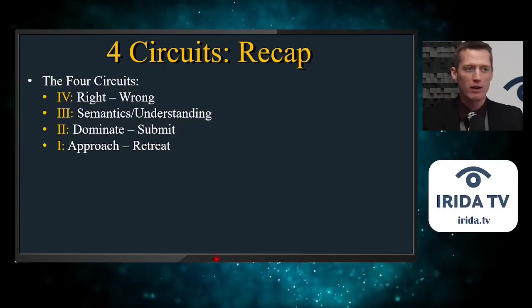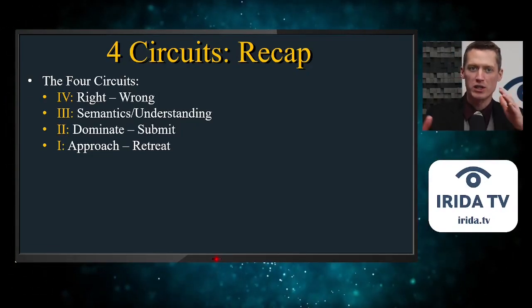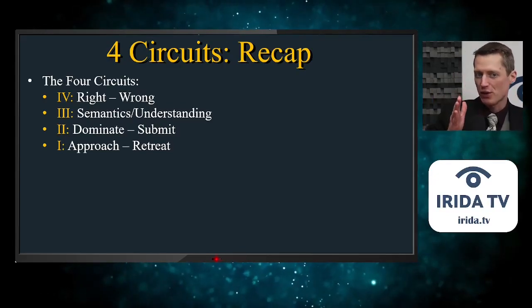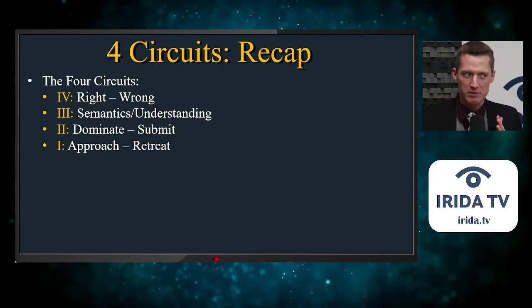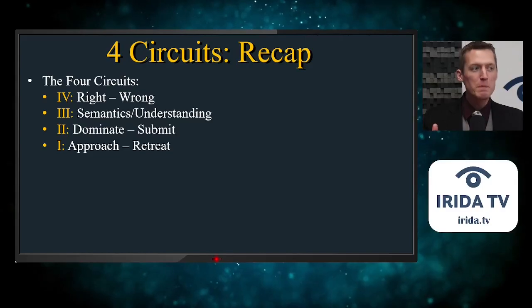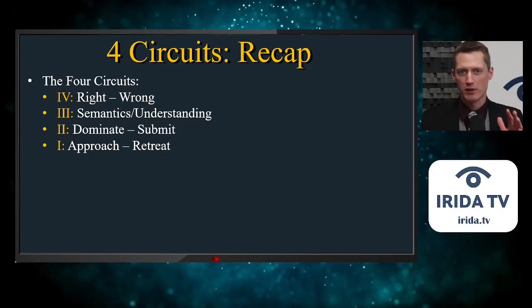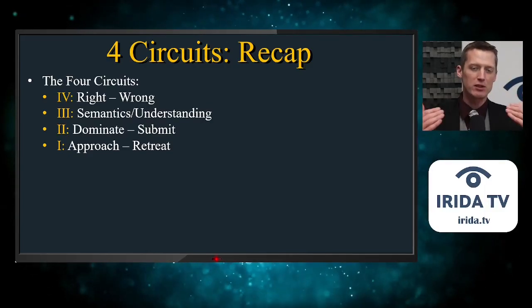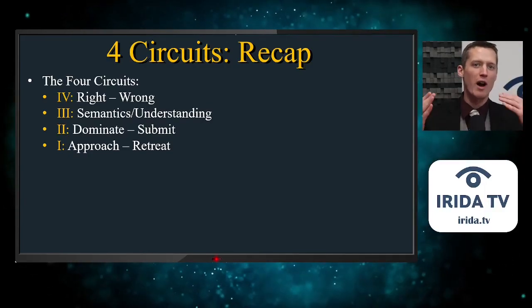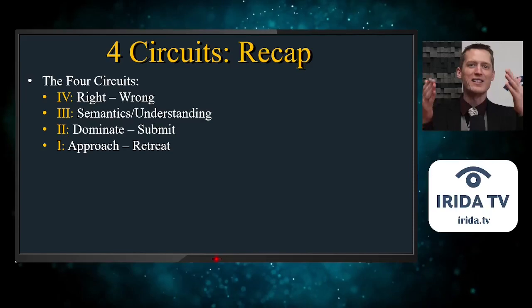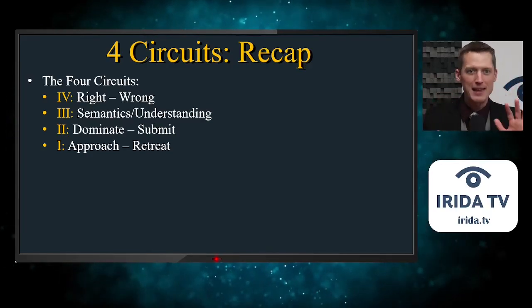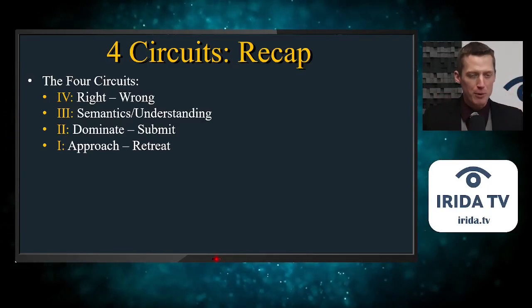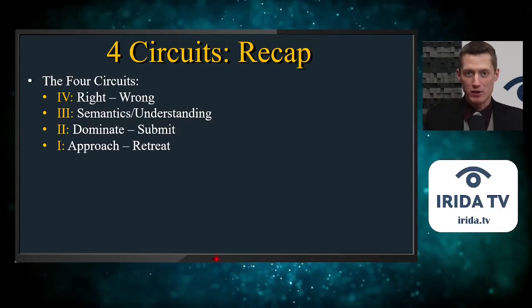Circuit 1 is the biosurvival circuit, which exists on one dimension where we can physically approach or physically retreat from something. Circuit 2 is the emotional dominant circuit. This is where win-lose interactions occur, and this is also on a singular dimension where I can either dominate you or I submit to you. There's no in-between. Circuit 3 is where win-win interactions start to become possible.